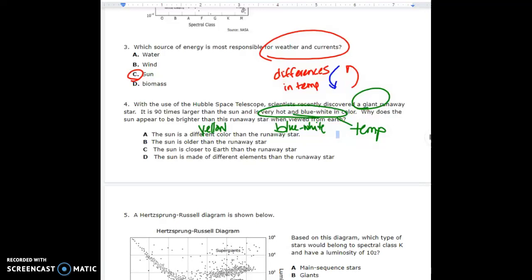The sun is closer to Earth than the runaway star. The sun is the closest star to Earth. That's why it's our sun. That's why it's our star. We just named it sun. And then, the sun is made of different elements than the runaway star. All stars are made up of hydrogen and helium, and that's it.